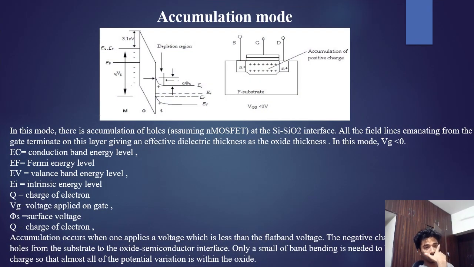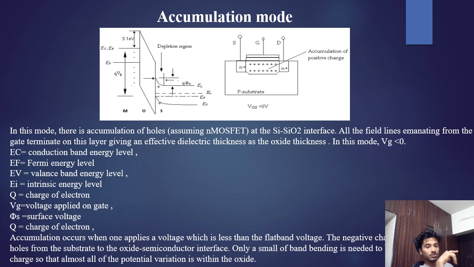Accumulation mode. In this mode, there is accumulation of holes at the silicon oxide interface. All the field lines emanating from the gate terminal end on this layer, giving an effective dielectric thickness equal to the oxide thickness. In this mode, Vg is less than 0.